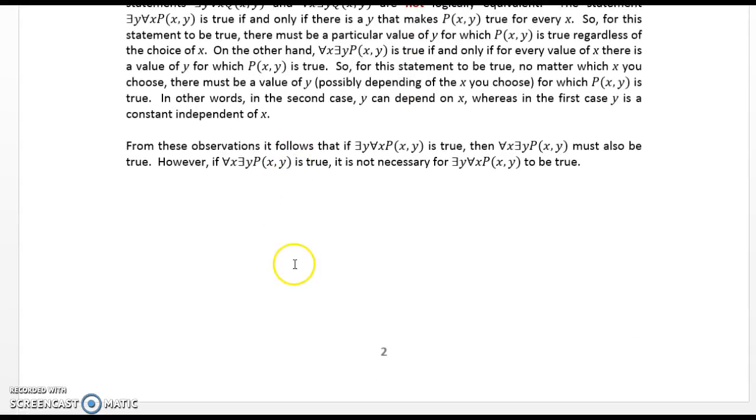From these observations, it follows that if there exists y for all x, P(x,y) is true, then for all x there exists y must also be true. However, if for all x there exists y, P(x,y) is true, it is not necessarily the case that there exists y for all x, P(x,y) is true.